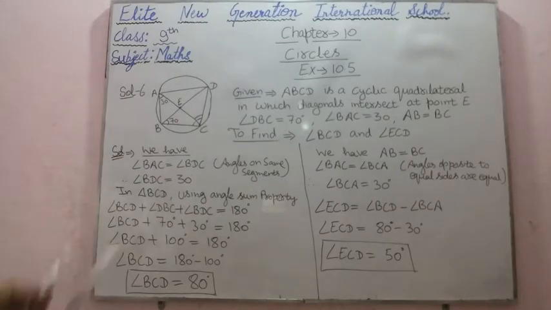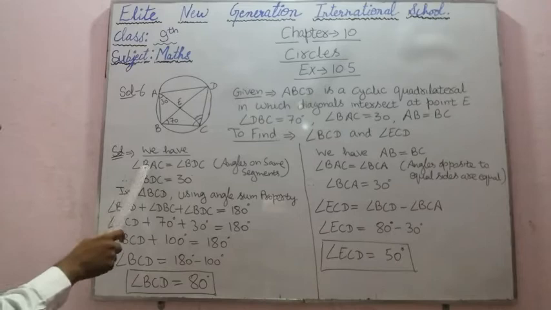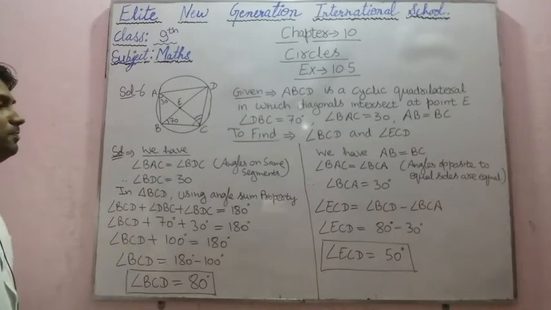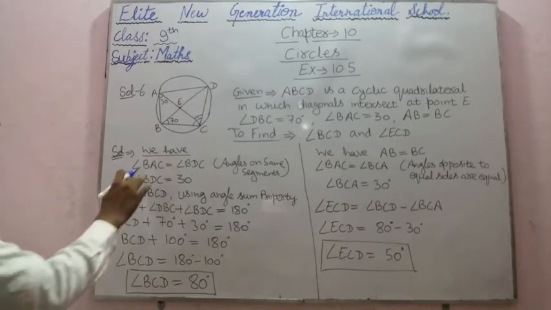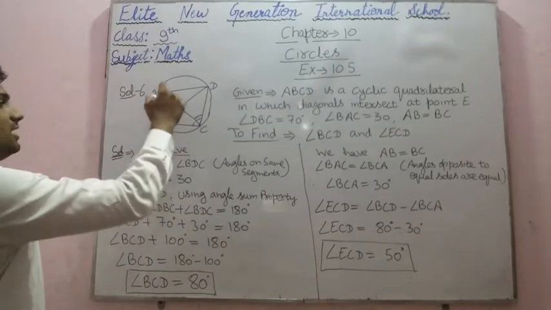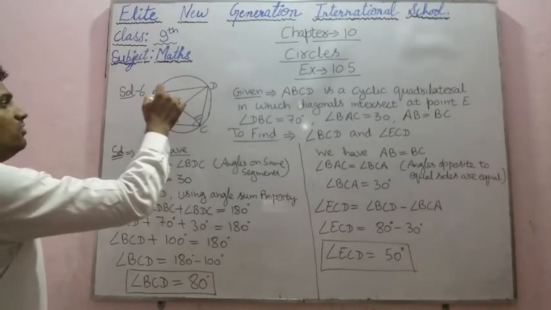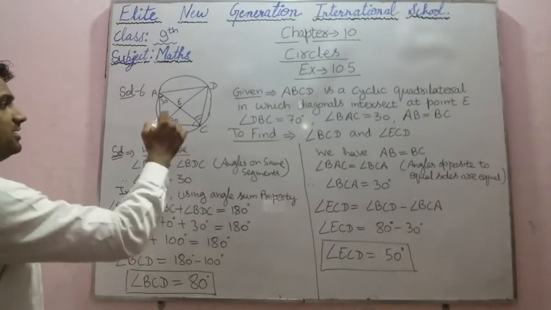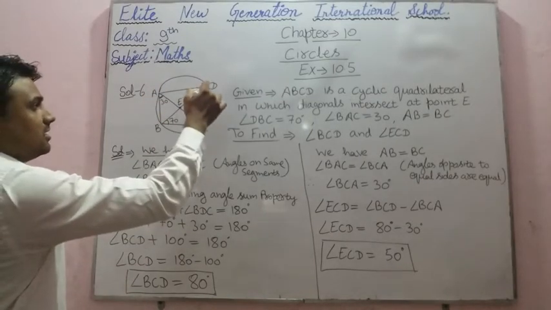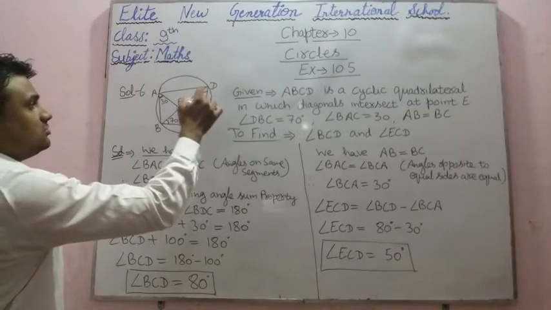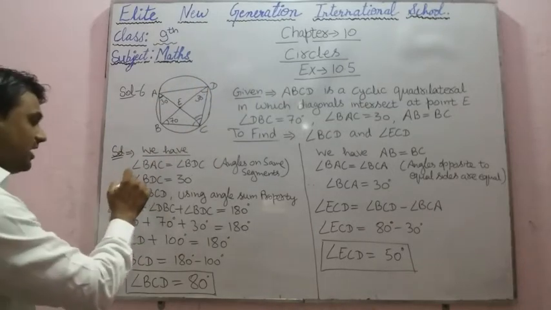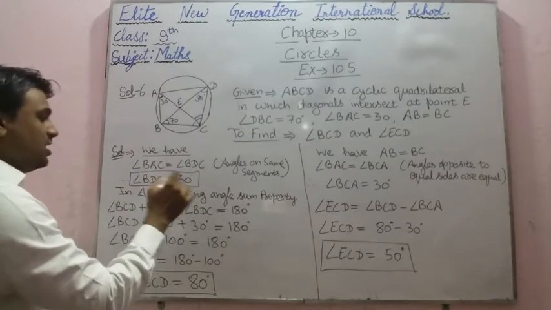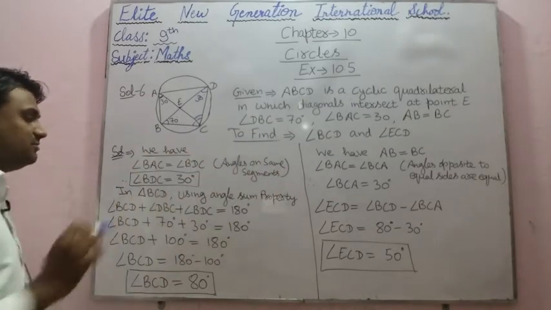Now in the solution, first of all we have angle BAC equal to angle BDC. Why? Because they are angles on the same segment. So angle BAC will be equal to angle BDC, that means this angle. If this angle is 30 degrees, we can say this angle will also be 30 degrees. So angle BDC is also 30 degrees because these angles are on the same segment.